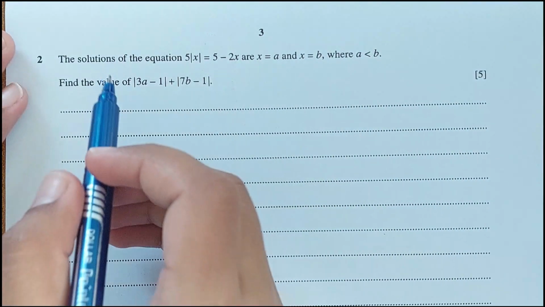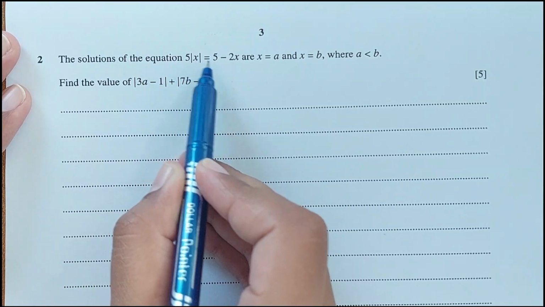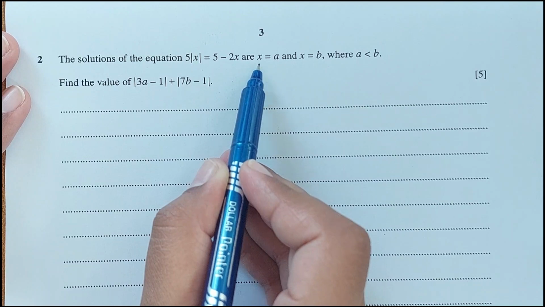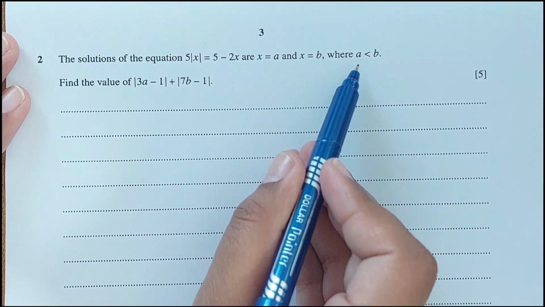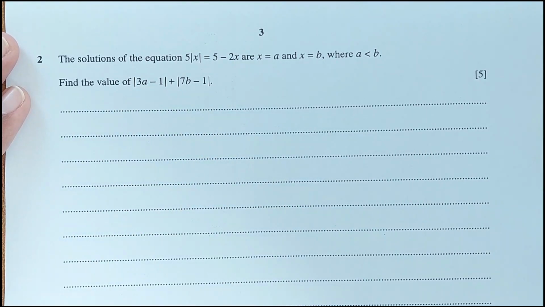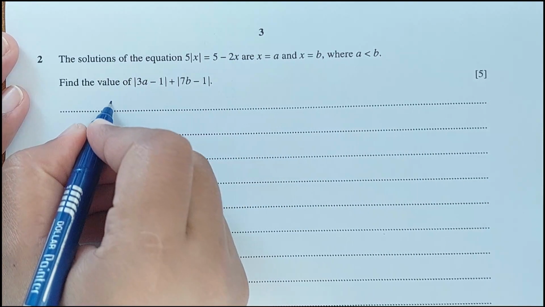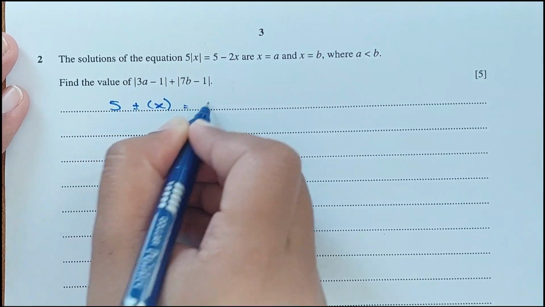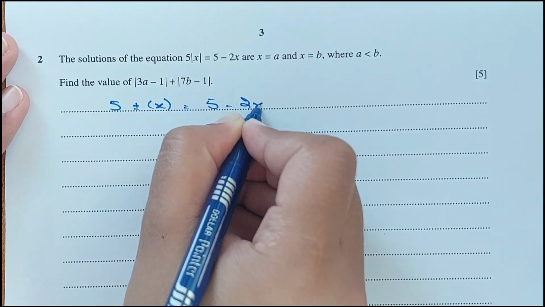Question number 2, the solutions of the equation 5 + |x| = 5 - 2x are x = a and x = b, where a is less than b. Find the value of |3a - 1| + |7b - 1|. Okay, so first we need to find the solution. So we have 5 plus or minus x equals 5 - 2x.